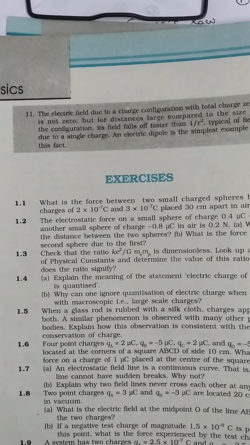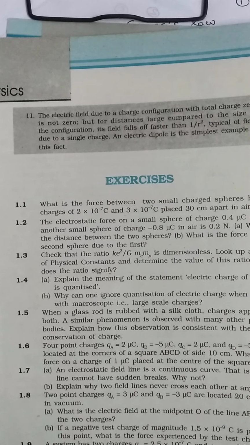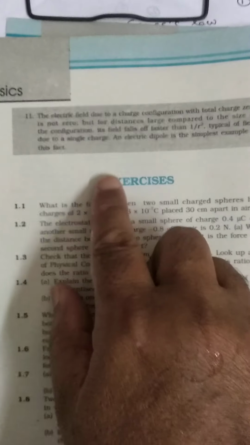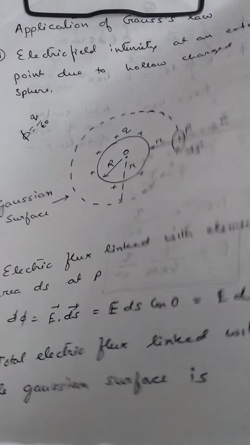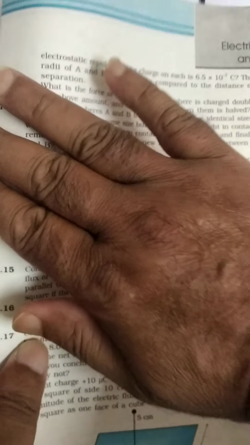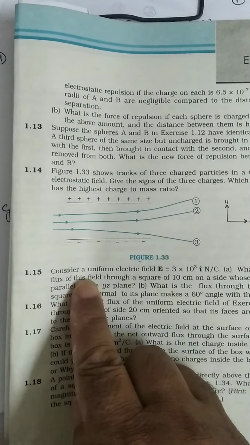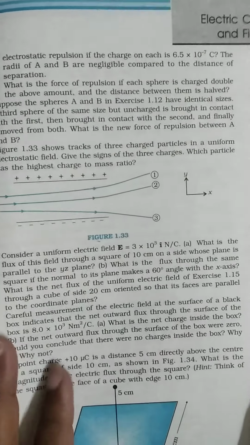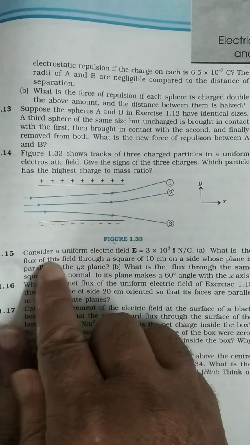Today I want to solve some numericals of Gauss's law from the NCERT textbook, particularly from the exercise, on page number 47, starting from numerical 1.15. So what is the first numerical? It is 1.15. Have you seen it?